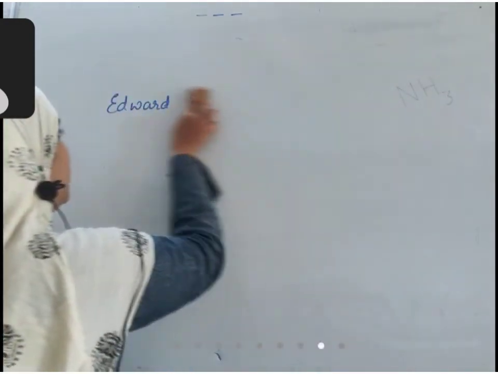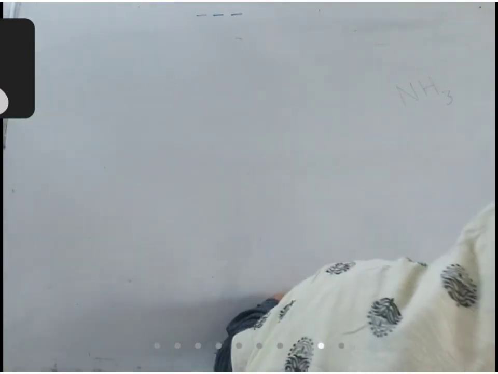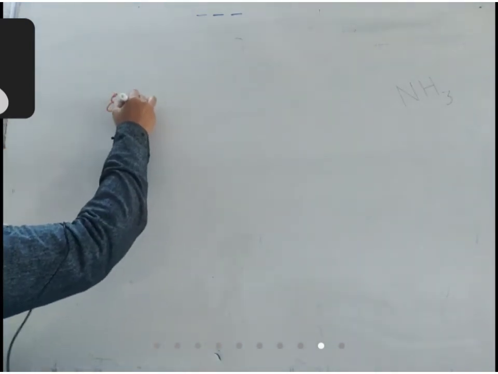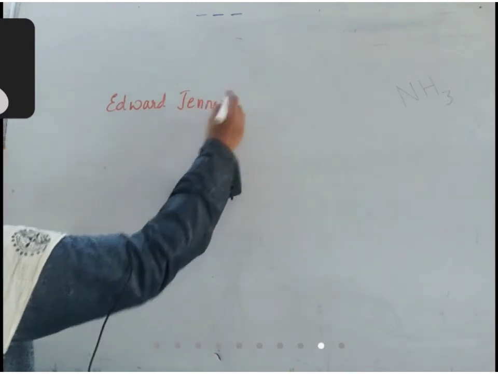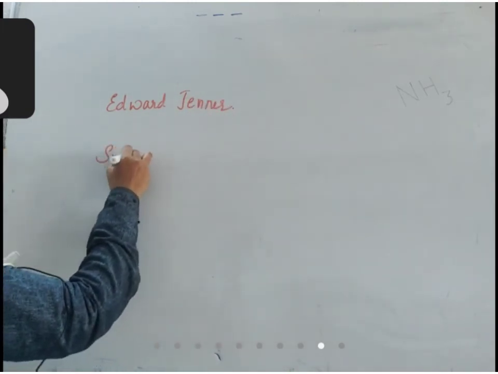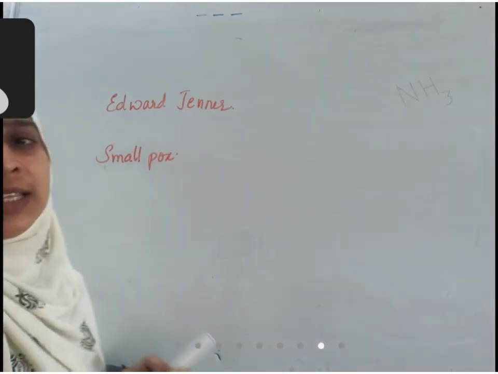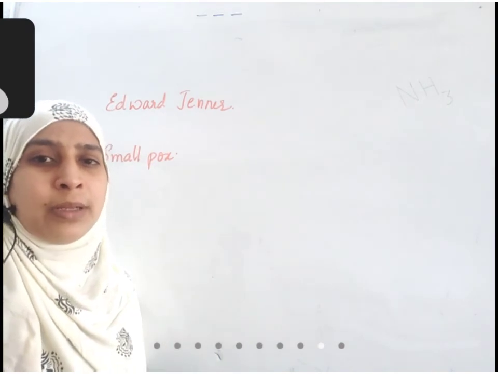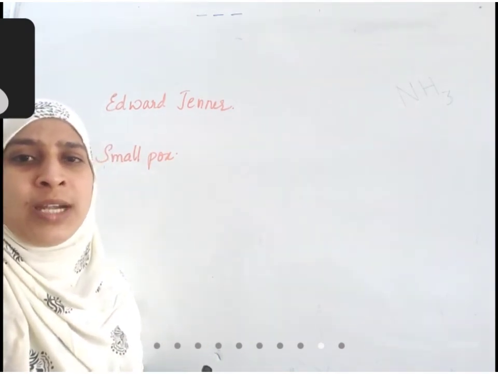So this is about vaccination. I'll tell you about Edward Jenner's experiments. At the time of Edward Jenner, smallpox was a dreadful disease. If someone was infected with smallpox, they were sure to die. 90% of the patients with smallpox were dying.